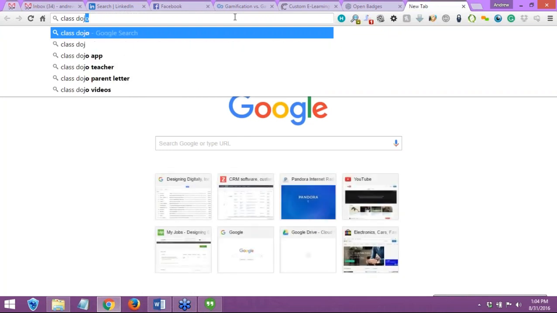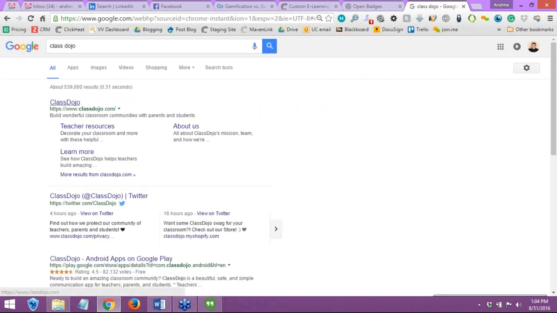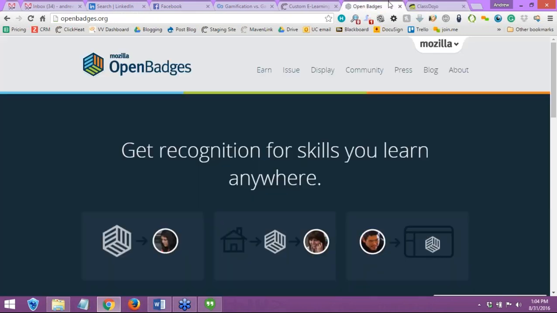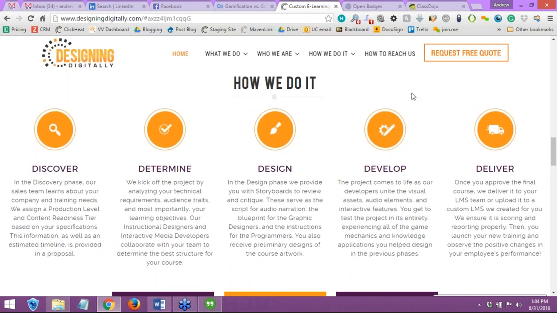And then we also talked about Class Dojo, which does have the actual tracking system and is for the mobile, and so on and so forth. And right now it's being used in two out of every three U.S. schools.